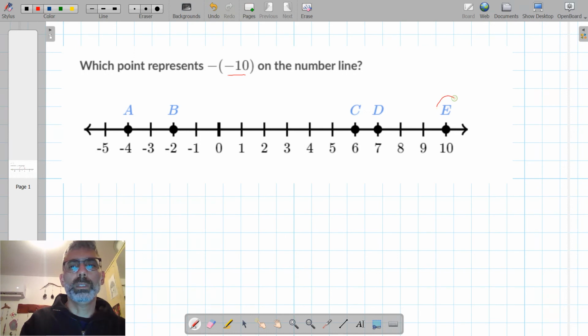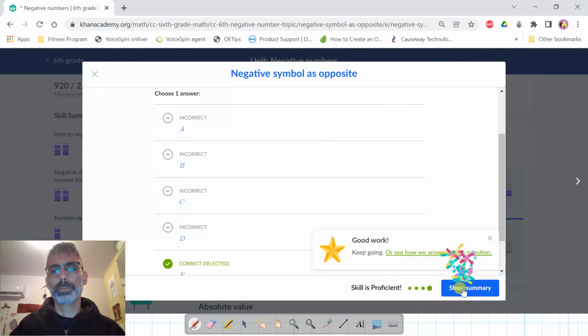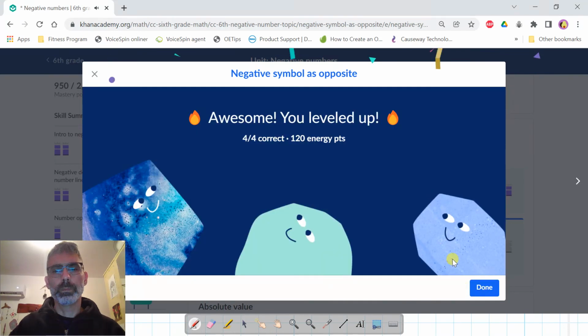So point E is the opposite of negative 10. So point E is the answer. Good.